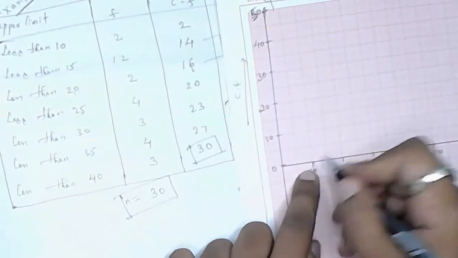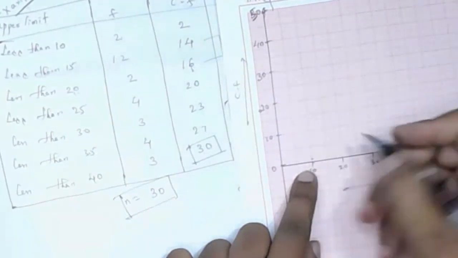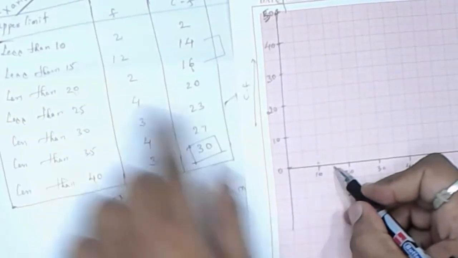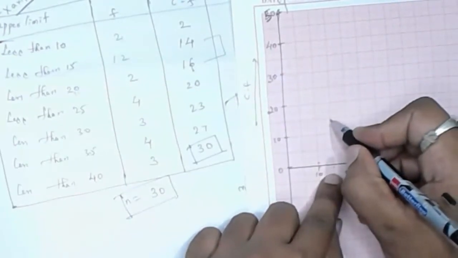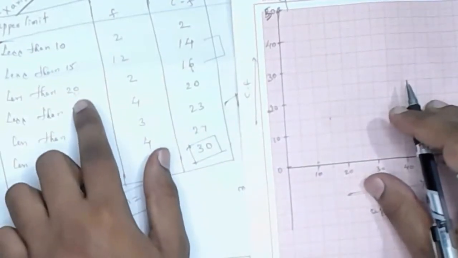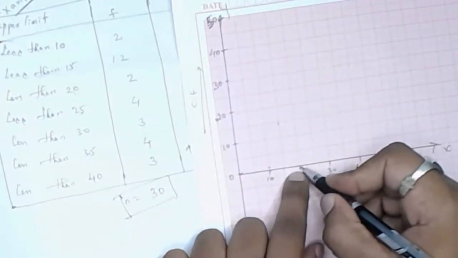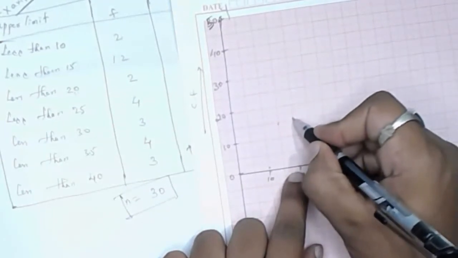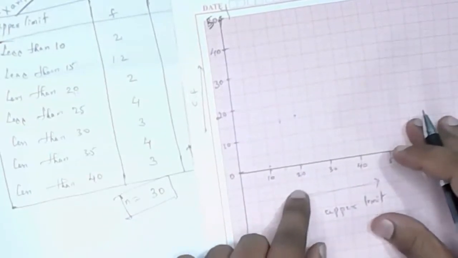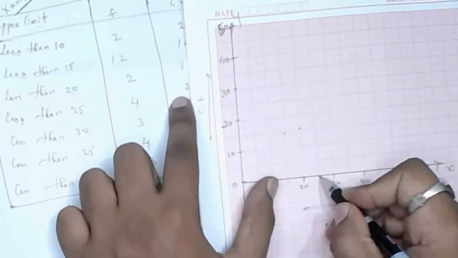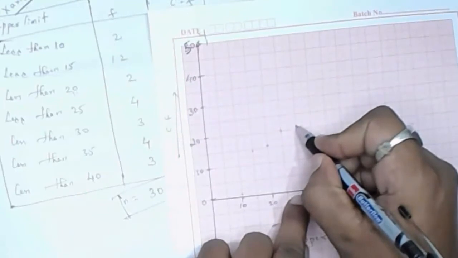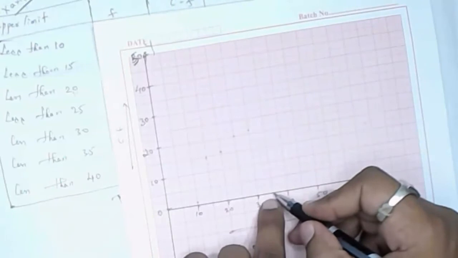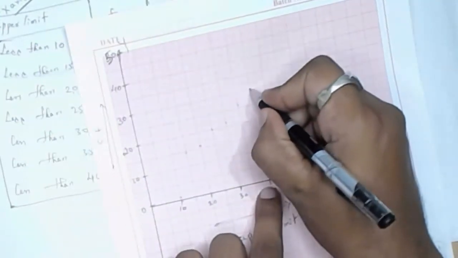10, this is 10 and this is 2. Okay, next 15, it comes here, 15 on the x-axis and y-axis is 14. So this is 15 and this is 14. It plots here. Okay, next 20 and 16, this is 20 and this is 16, just above this point. After that 25, 20. Then 30, 23. Next 35, 27. Then 40, 30, this is 40 and this is 30.